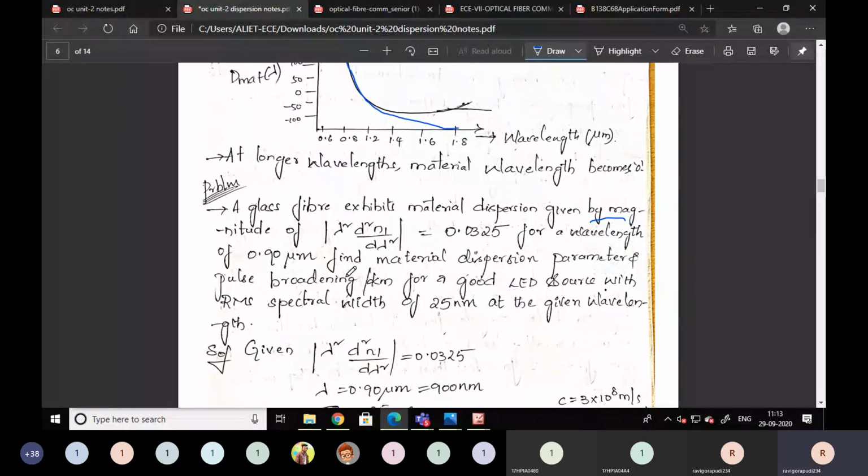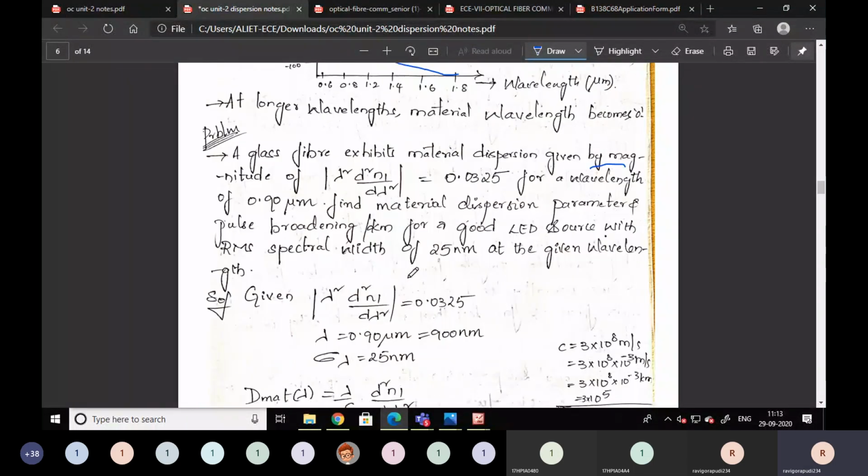Again, I'm reading that problem. A glass fiber exhibits material dispersion given by lambda square d square n1 by d lambda square is equal to 0.0325 for a wavelength of 0.90 micrometer. Find material dispersion parameter and pulse broadening per kilometer for a good LED source with RMS spectral width of 25 nanometer at the given wavelength. After reading this problem, we can conclude that this belongs to material dispersion.